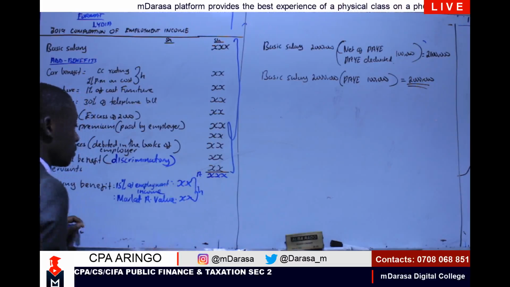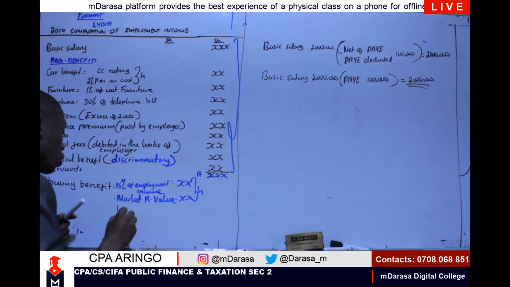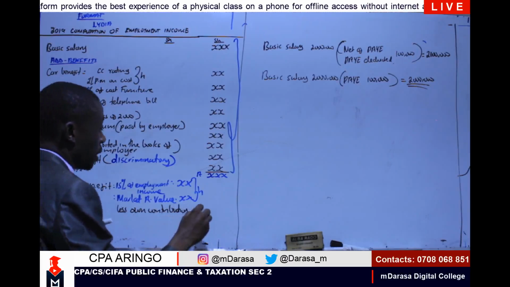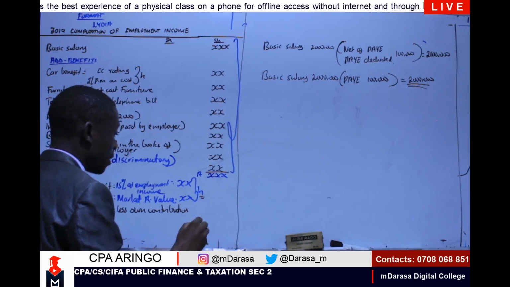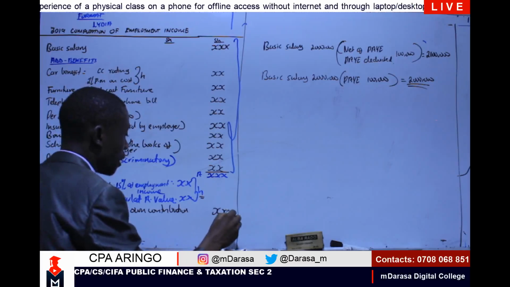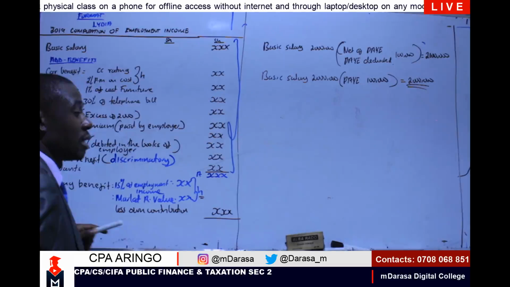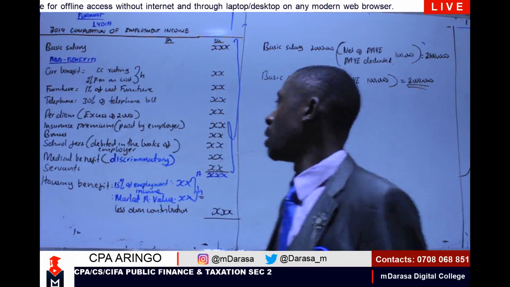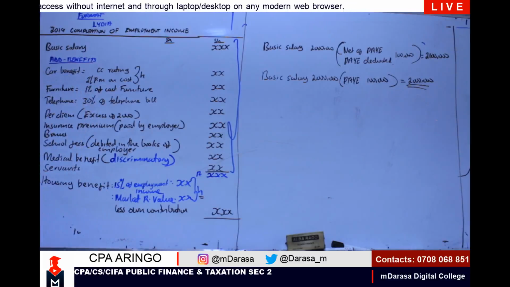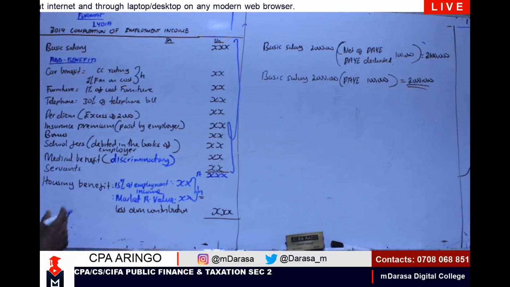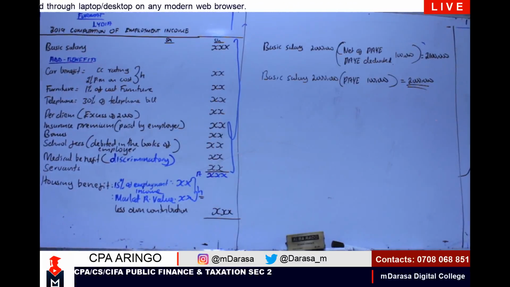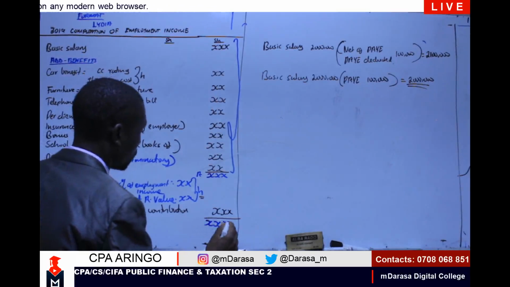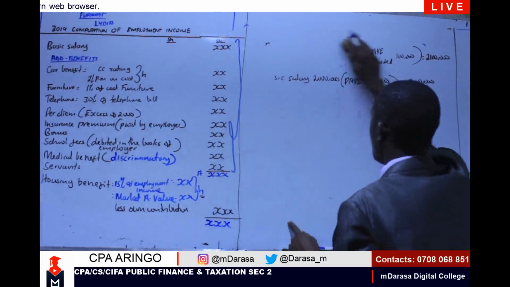Whichever is higher here, I'm going to less on contribution. So the higher here minus on contribution, that is what will give us what? Our housing benefit. So that the moment we do have that case, we'll be able to determine our total employment income, plus our benefits.